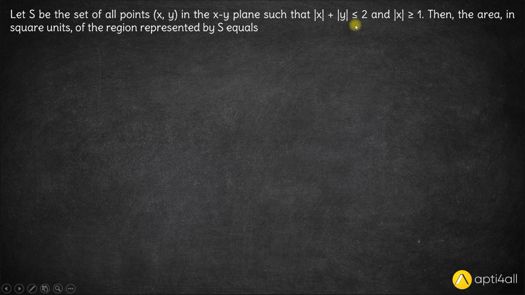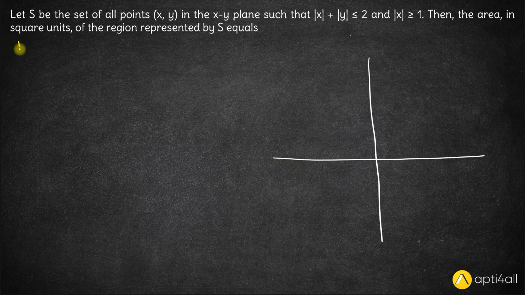So let's start with |x| + |y| ≤ 2. Now if you have to draw |x| + |y| ≤ 2, let's first consider equality. Let's first consider |x| + |y| = 2, and then we'll look at the inequality. There are effectively 4 cases here, 2 for x and 2 for y. x can be either positive or negative, since we have a mod, and y can also be either positive or negative.